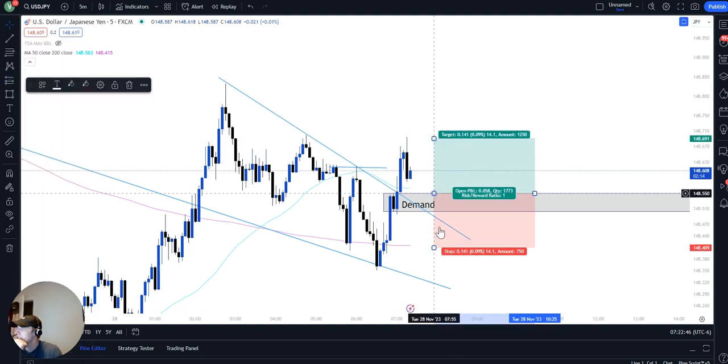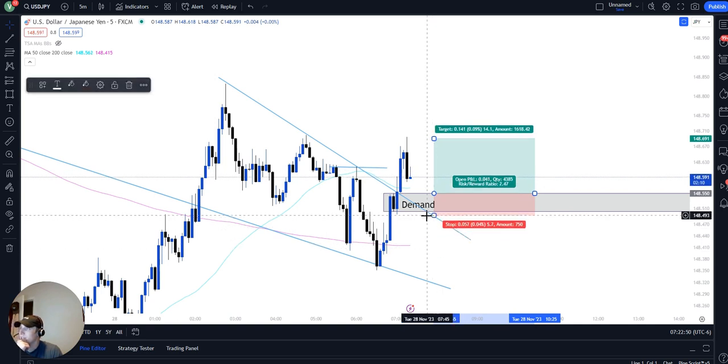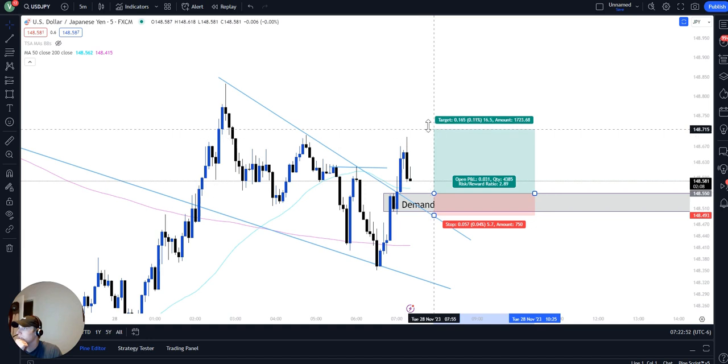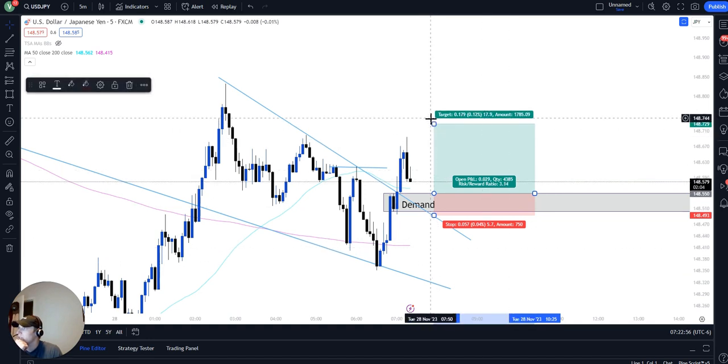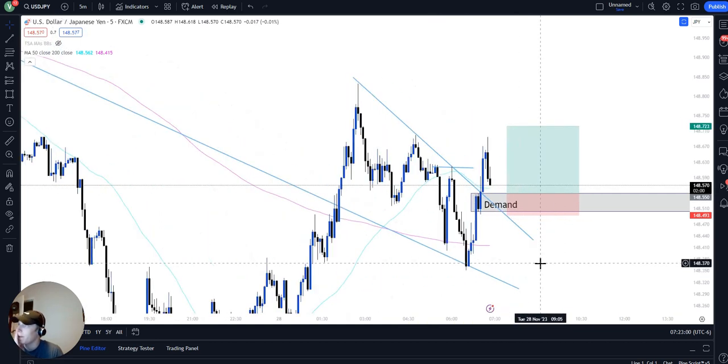So let's do a long position right around here. It'd be a pretty tight stop, like a 6-pip stop. We could take it for a 1 to 3, a quick 16, 17 pips. Yeah, around 17 pips. That would be not a bad trade, honestly.